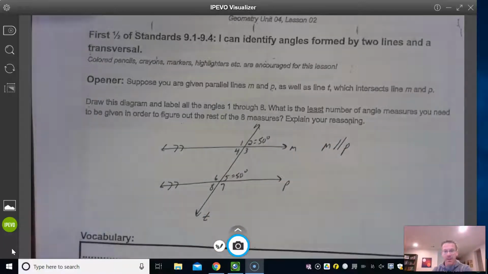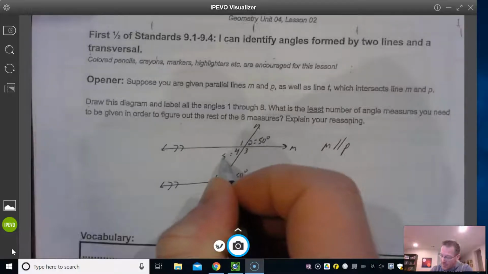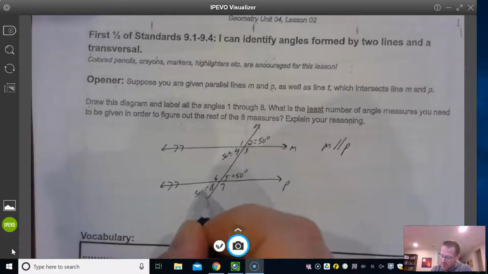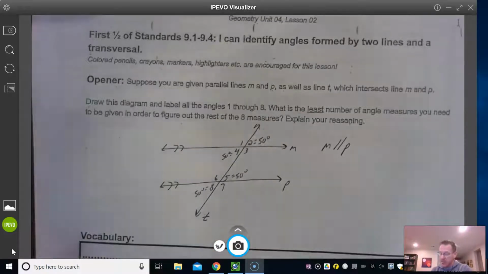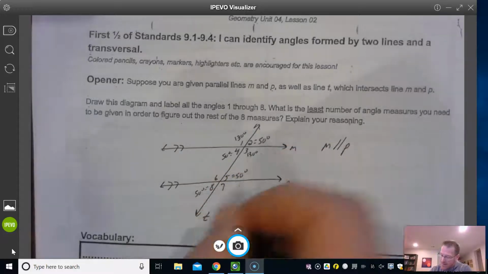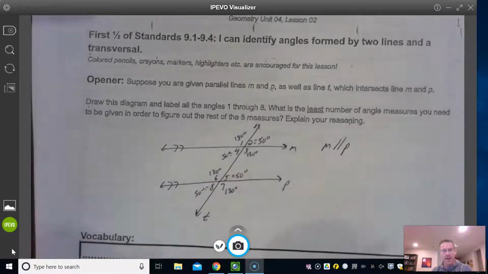degrees. And notice, if we know that piece of information, we can use everything from Unit 3 to figure out everything else in this picture, because we know 2 and 4 are vertical, so those have to be 50 degrees. We know 5 and 8 are vertical, so that means 8 has to be 50 degrees. And we know 1 and 2 are supplementary because they're a linear pair, so we know this is 130, which means this is 130. And then once again, we come down here, and this is 130, and this is 130.